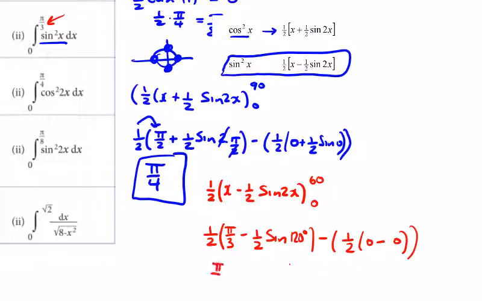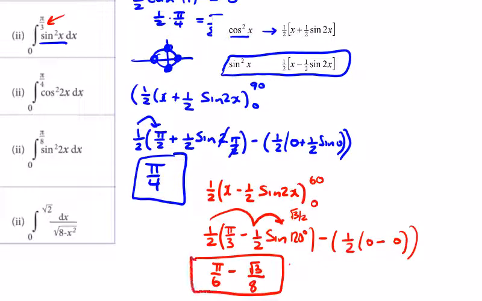So it's going to give pi over 6 minus a half by a half pi. Sine of 120 is the same as the sine of 60, which is root 3 over 2, so we're going to get a half by half, 1 by 1 by root 3 on top, and 2 by 2 by 2 on the bottom. So pi over 6 minus root 3 over 8 looks like the answer for this one.